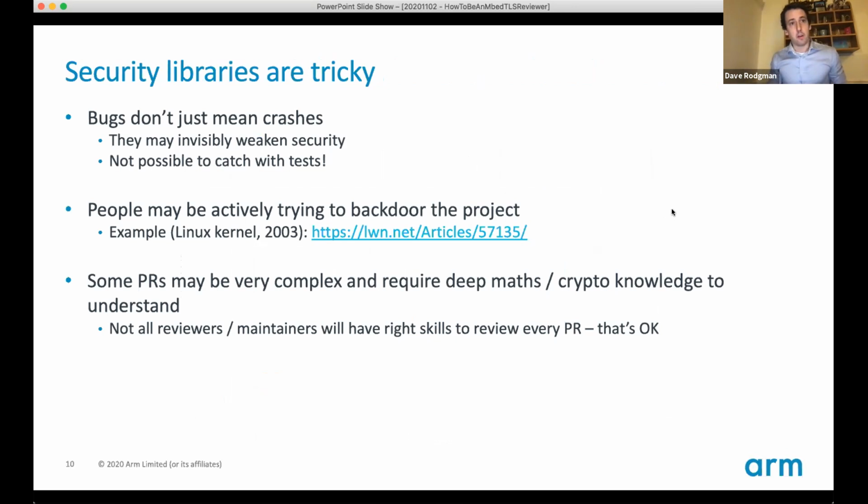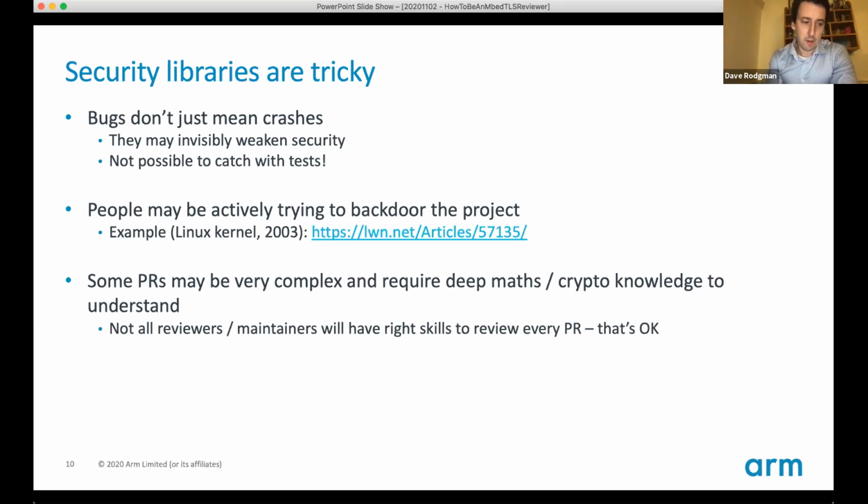And the other aspect of review is that security libraries are quite tricky to review. If you have a bug in your security library, it doesn't just mean that it crashes or there's some functional problem with the behavior. There may be some very subtle bug that just weakens security a little bit. So you can't really detect that with a test. You really have to analyze the PR manually, think about what it's doing, and understand whether it's introducing any issues.